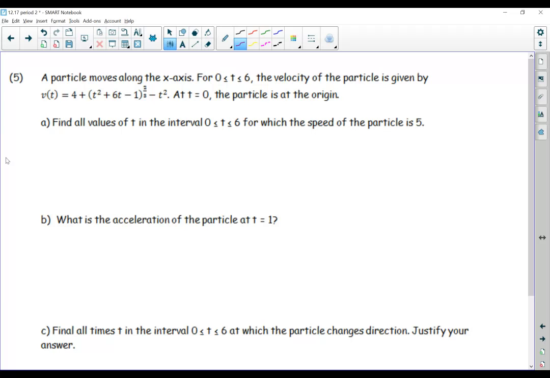Okay, so if we are going through and doing this problem: a particle moves along the x-axis for 0 to 6. So it doesn't give me the domain. The velocity of the particle is given by v of t equals 4 plus blah, blah, blah. At t equals 0, the particle is at the origin. Okay, so I'm going to underline all those. So it gives me a point of the particle, it gives me a domain, and it gives me a function for velocity. So here's what you're going to do first.